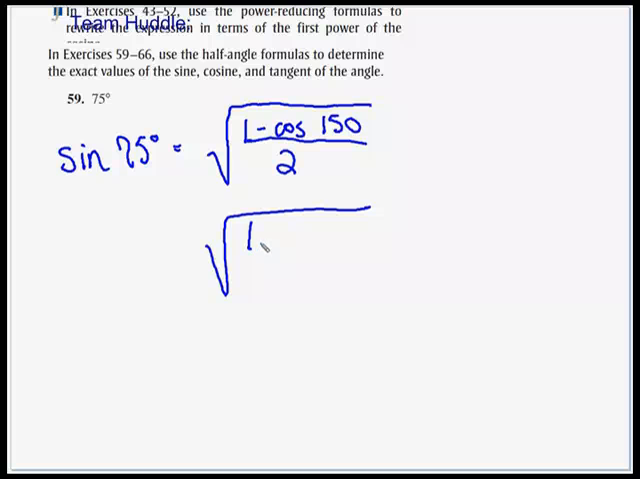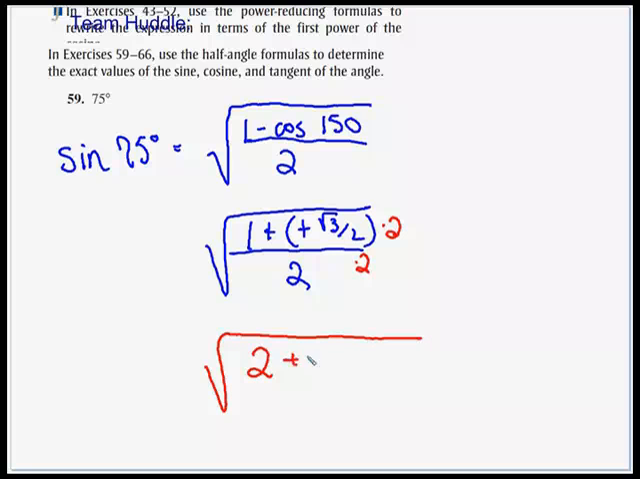1, and then the cos of 150 is negative root 3 over 2, all over 2. And minus a negative is adding. And then we'll multiply the top and the bottom, our numerator and denominator, under the radical, times a 2. So now we're going to have 2 plus the square root of 3 over 4.